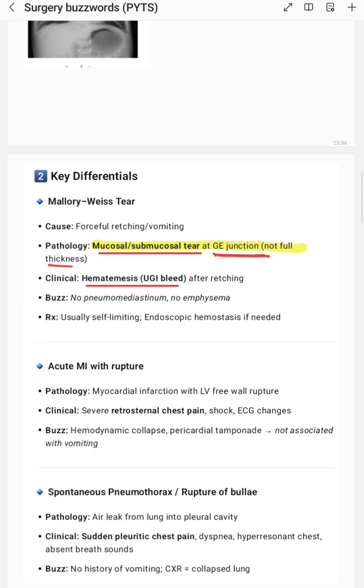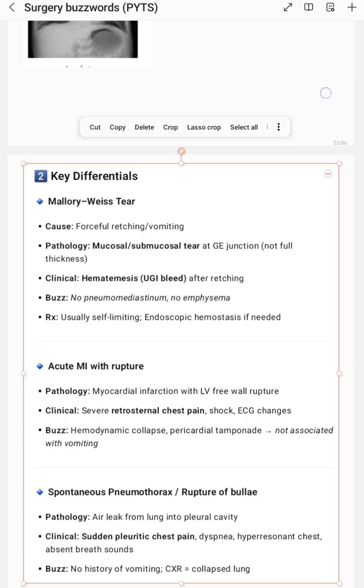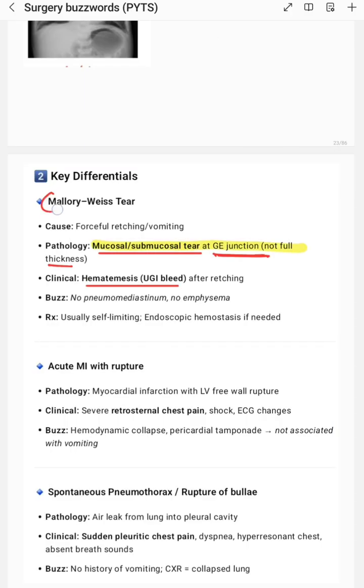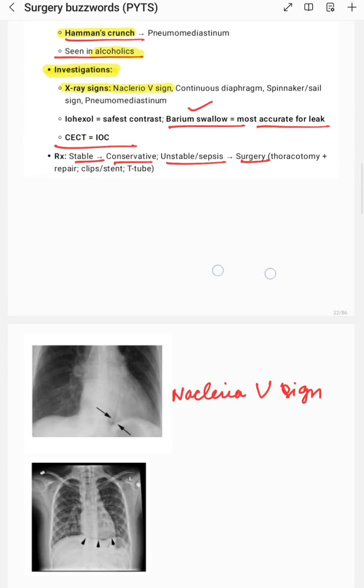Now, what are the key differentials? These can be given in the other options which we have to rule out. So first is Mallory-Weiss tear. The mnemonic here: Mallory, M for minor, and just mucosa. The cause here is again forceful retching and vomiting, but the pathology is different. Here we have to remember the mucosal and submucosal tear. It's a tear, it's not a perforation, at the GE junction. This is also very important. At the GE junction, in the lower one third of the esophagus, and that also on the left side.